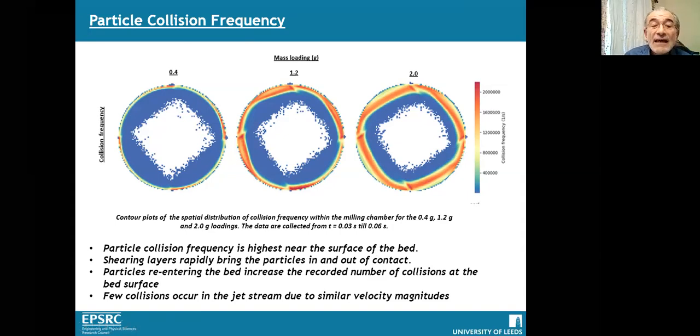So shearing layers rapidly bring the particles in and out of contact, and particles re-entering the bed increase the recorded number of collisions. Actually, interestingly, few collisions occur along the jet itself, because of course the jet splashes the particles out. So within the jet, the particles are in a lean phase and they are being accelerated. So there is not much collision.